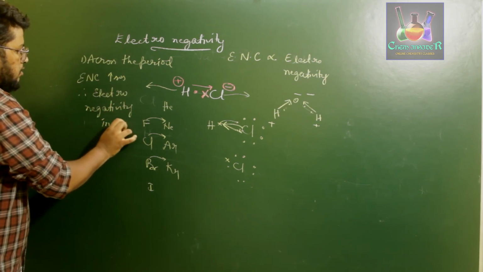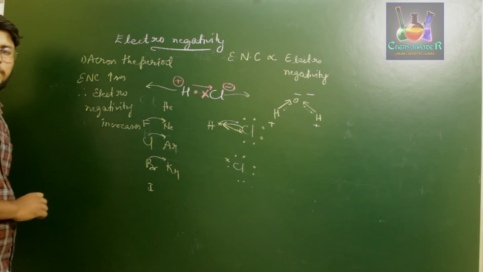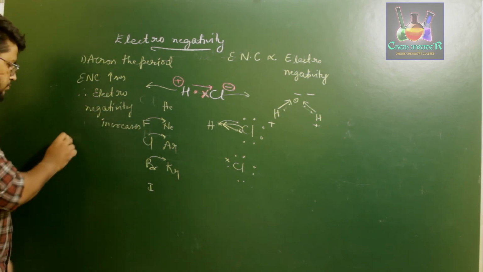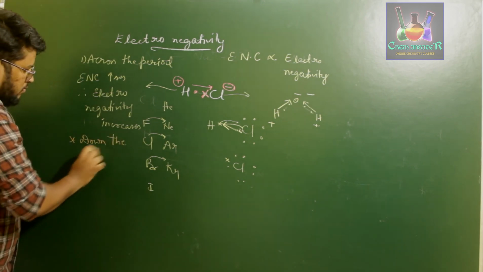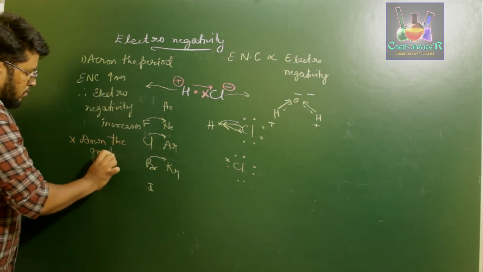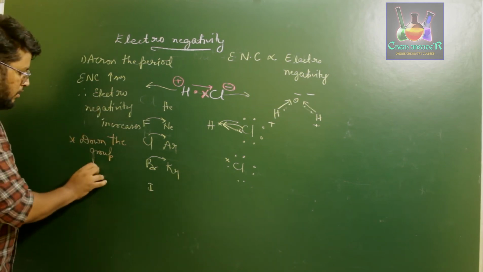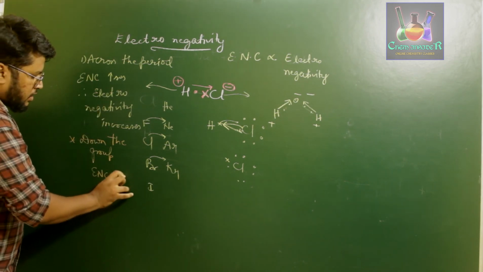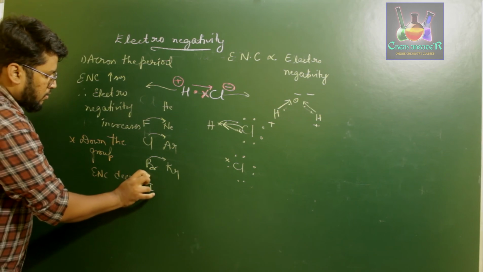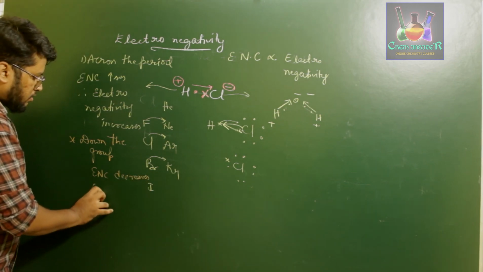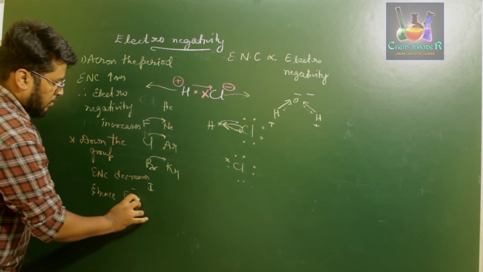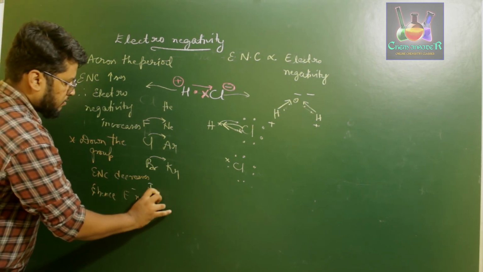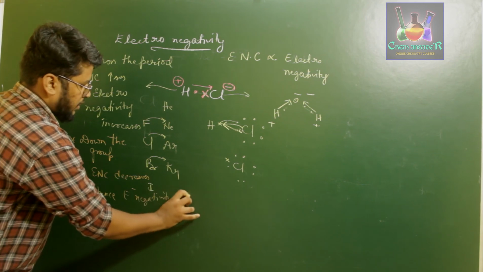Electronegativity increases. As you go down the group, effective nuclear charge decreases, and hence electronegativity decreases.